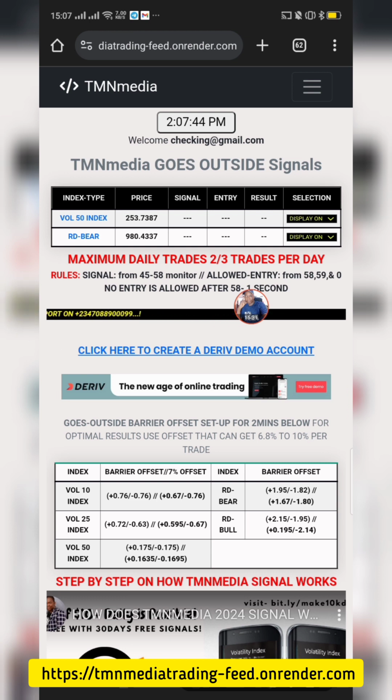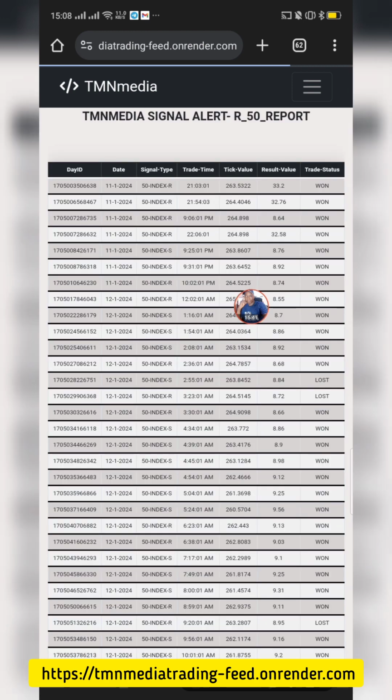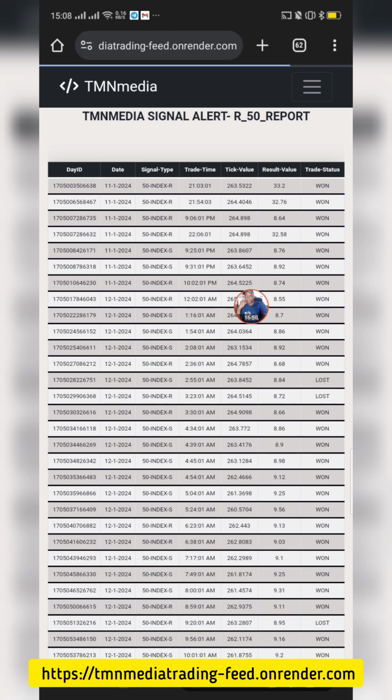So you can go to the website, check it out, and you can always check the reports of the signal. Since the beginning of this year, you'll be able to see all the records of the signal service. You can even search through it, see the timing, see the rate of wins and the rate of losses. You will get all these things ready on the website.